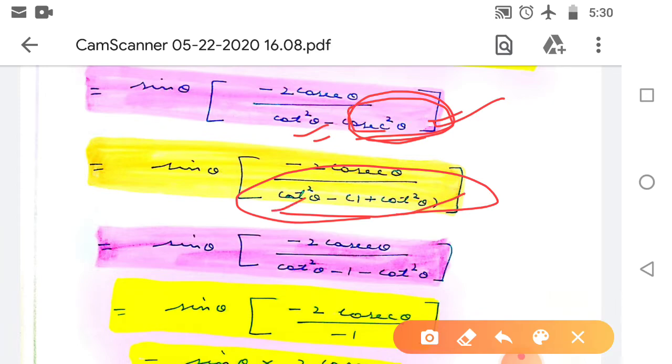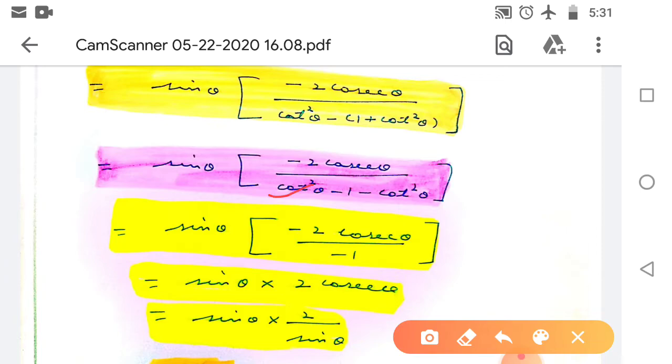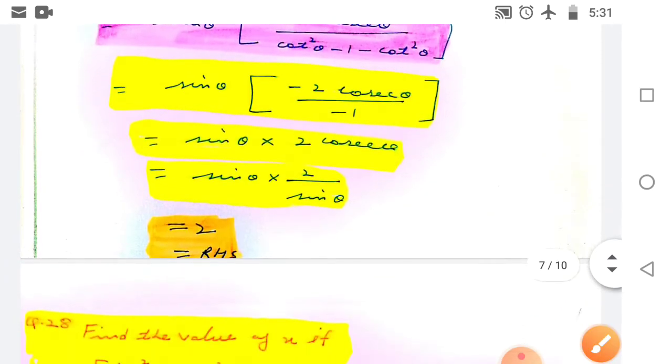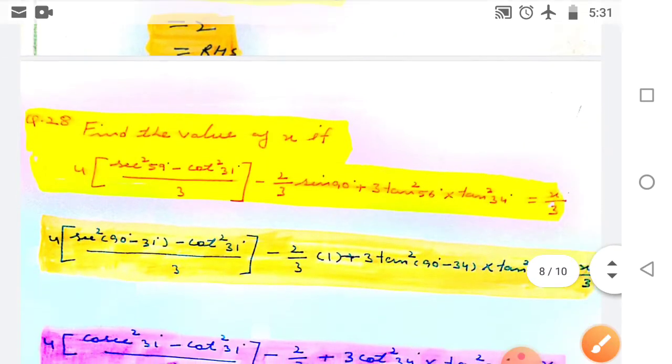Here we have already cot square theta and the sign is different, so we are able to cancel this. Look at this, it becomes cot square theta minus 1 minus cot square theta. This is gone, we are left with minus 1 here, minus 2 over here. So ultimately sin theta into 2 cosec theta, and this is sin theta into 2 upon sin theta, and sin theta gets cancelled with sin theta, and finally we get the RHS, that is 2. Clear?